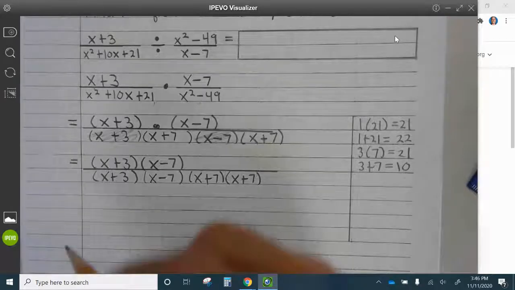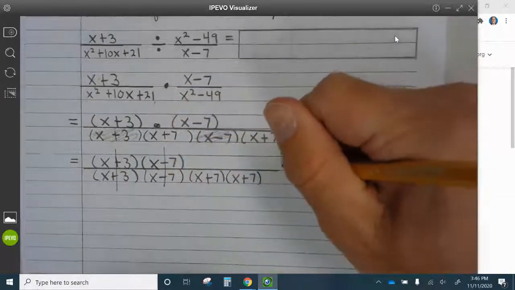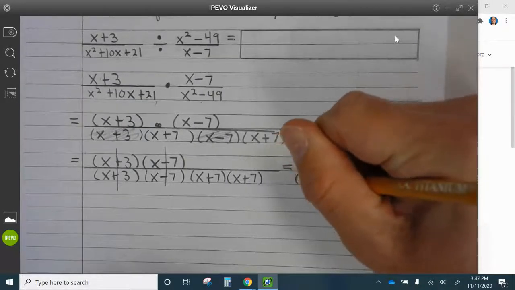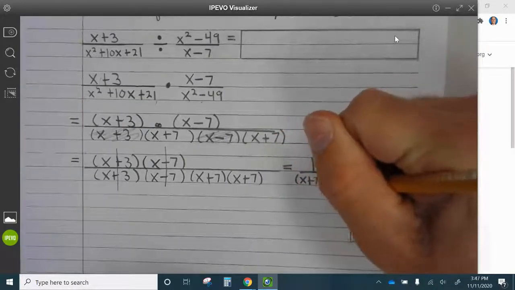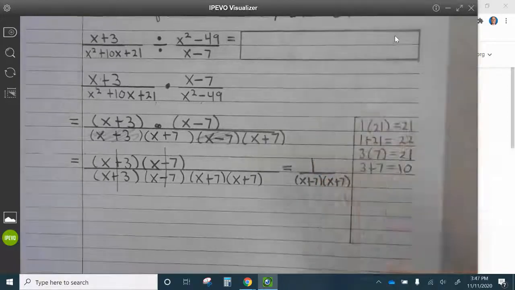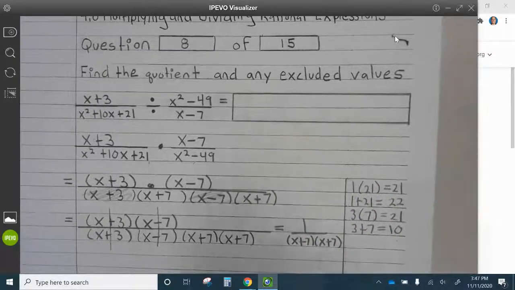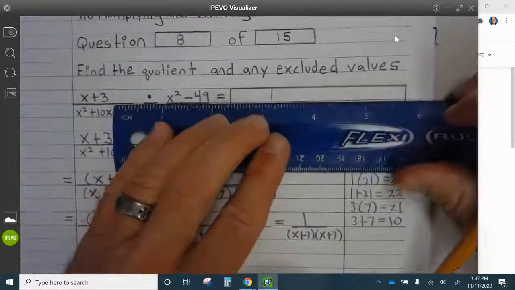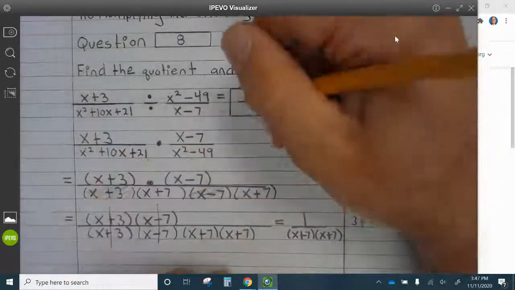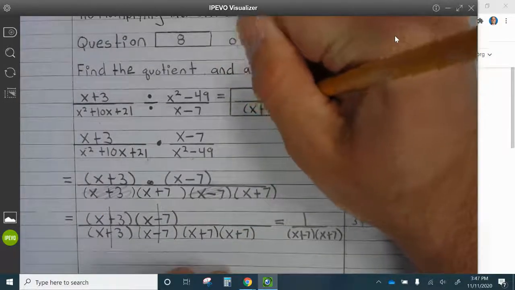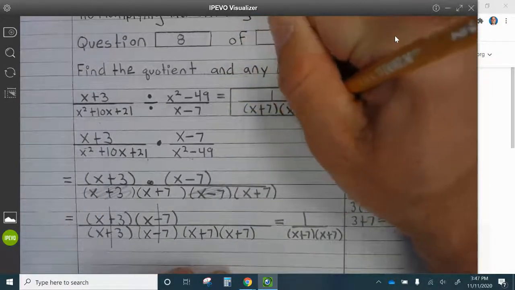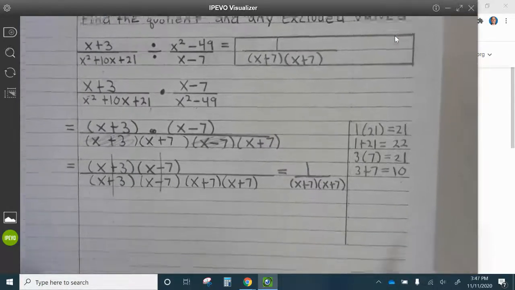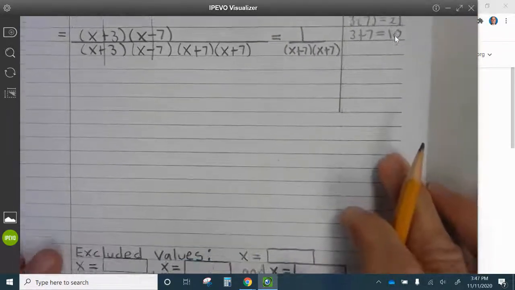So this divides and becomes 1. This divides and becomes 1. You're left with 1 divided by x plus 7, x plus 7. So this divided by this is 1 divided by x plus 7 times x plus 7. Okay. Now we set the denominator equal to 0 for the excluded values.